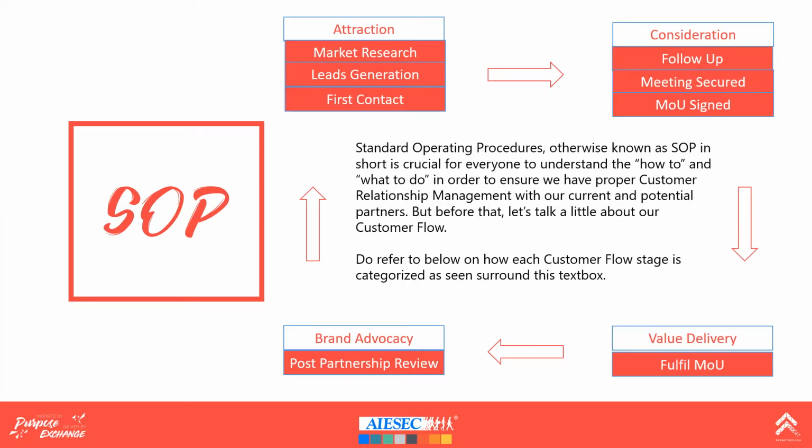SOP means standard operating procedure, just in case you didn't know. It basically is the how to and what to do to ensure everyone can know how to do CRM. So before that, you can actually refer to the customer flow, which is all four stages outside this text box itself. We'll start with attraction to consideration to value delivery and brand accuracy. And I'll go in depth into each element later on. Okay, so let's go next.